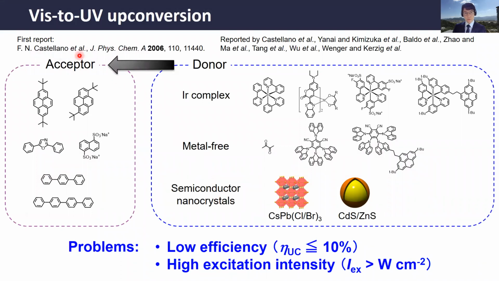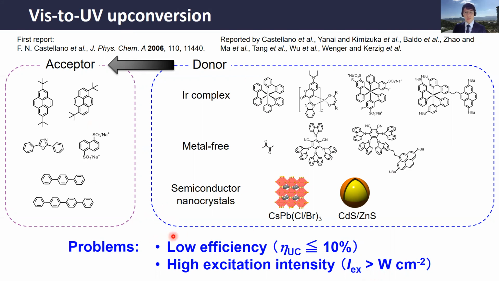So the last topic of today is visible to UV upconversion. This visible to UV upconversion is very useful for photocatalytic and photosynthesis reactions. However, unfortunately, the efficiency was low. It's lower than 10%, often much lower, less than 1%. And you need a very high excitation intensity over a watt per square centimeter, much stronger than sunlight.